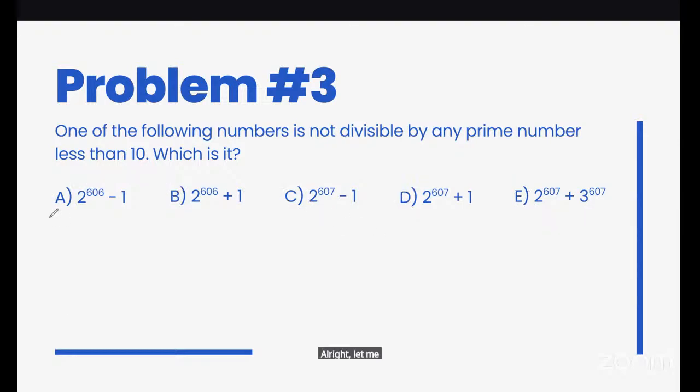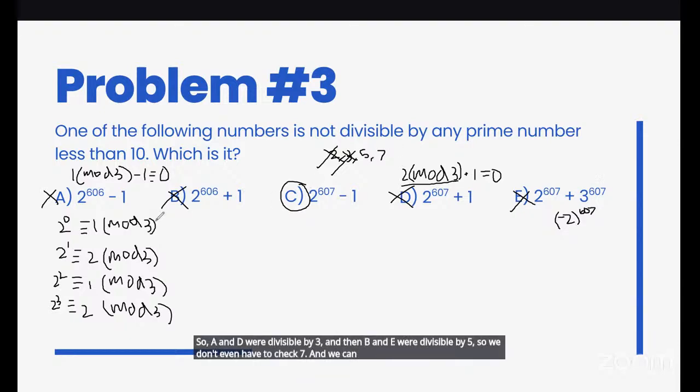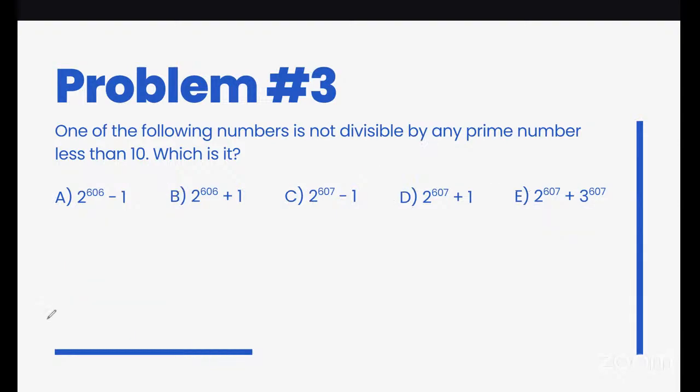Let me leave that up for a sec. Okay. So A and D were divisible by 3, and then B and E were divisible by 5. So we don't even have to check 7, and we can be sure of C. Okay, moving on.